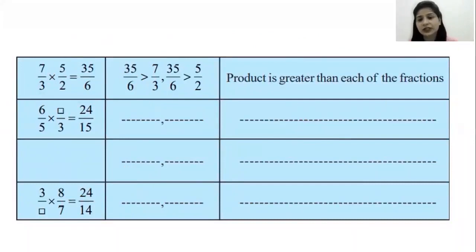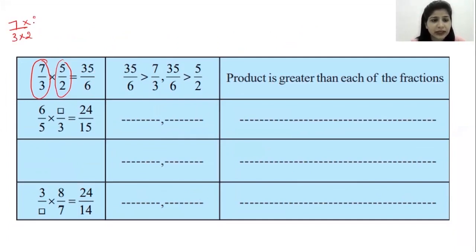Okay, let's do this one. Here if you observe, what do we have? We have improper fractions. These are improper fractions where the numerator is greater than the denominator. Now, multiplying them, we got 35 upon 6. Just see here, 7 upon 3 is there. I have to make the denominator 6. What will I get? 14 upon 6. Is 14 upon 6 greater than 35 upon 6 or lesser than? It is less than. That means I can say this product is greater than this.